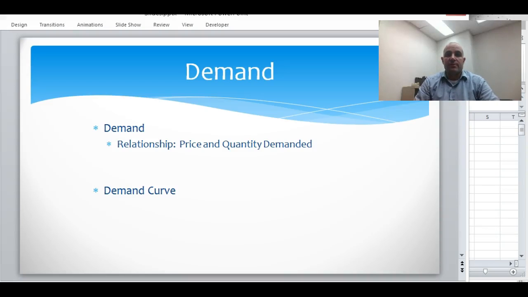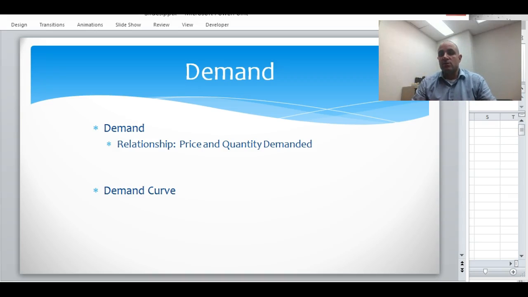So now that we've talked about the law of demand, which states that as price goes up, quantity demanded goes down, and as price goes down, quantity demanded goes up, let's talk about just what exactly is demand and how do we construct it. So the first question is, what is demand?